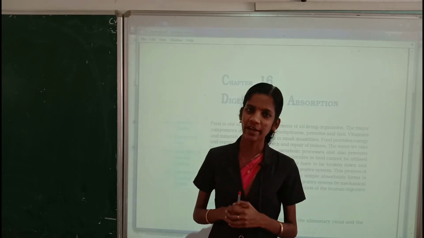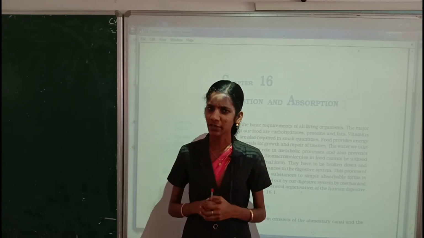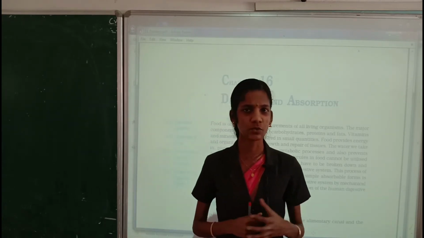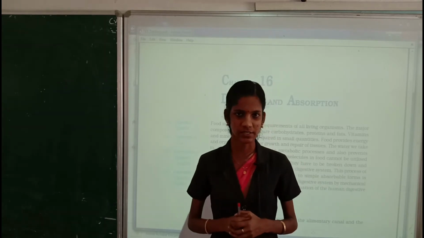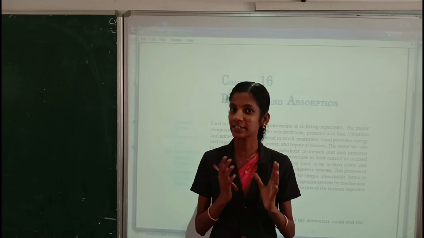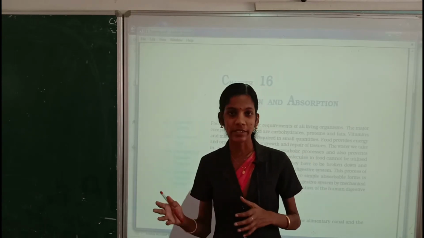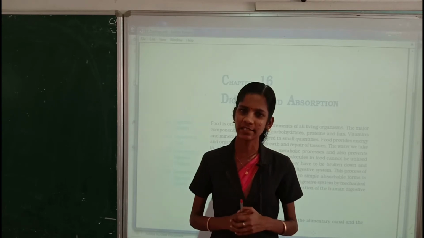This digestion can be done with the help of our digestive system, isn't it? Can you say the parts of your digestive system? You might have studied in high school classes about the parts of the digestive system. Which are the parts? Mainly we can divide the parts into two categories. Which are they? Alimentary canal as well as associated glands.